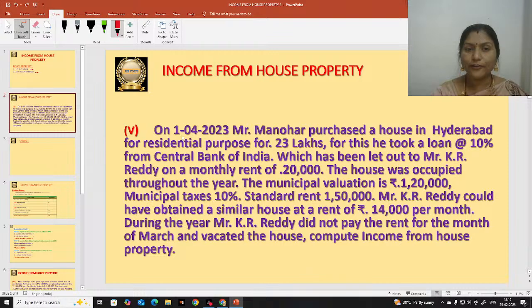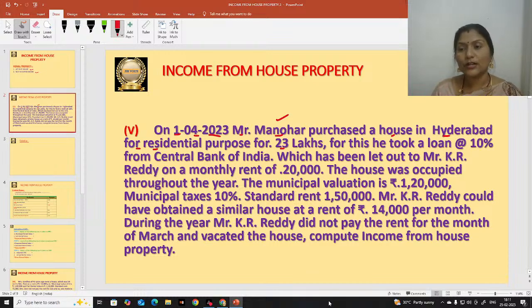Here, on 1-4-2023, Mr. Manohar is one assessee. Assessee name is Manohar. Manohar purchased a house in Hyderabad. For what purpose? For residential purpose, so for staying. Residential purpose means to stay in the house. So he purchased the house for how many rupees? 23 lakhs is the purchasing price of the house.